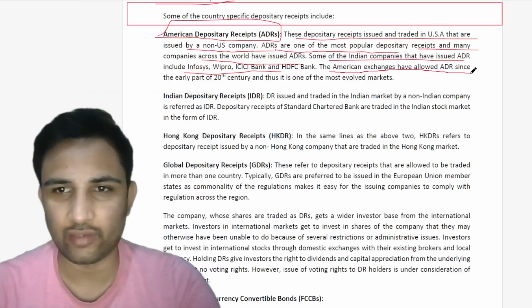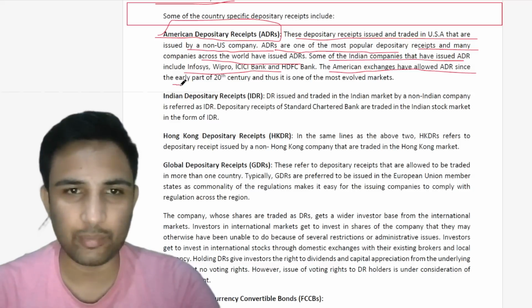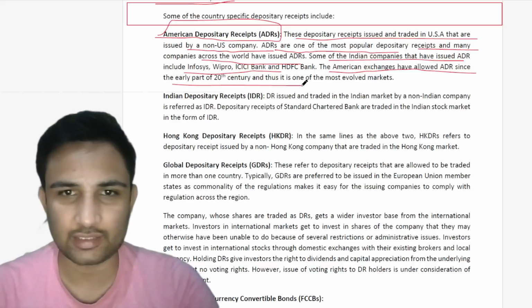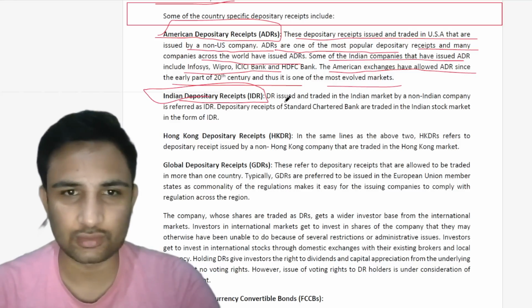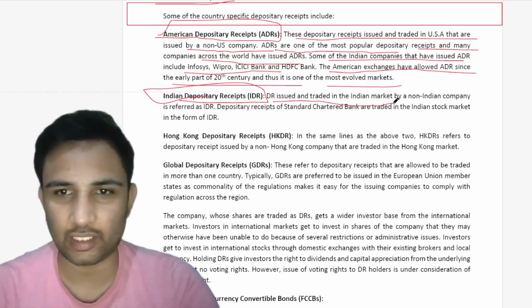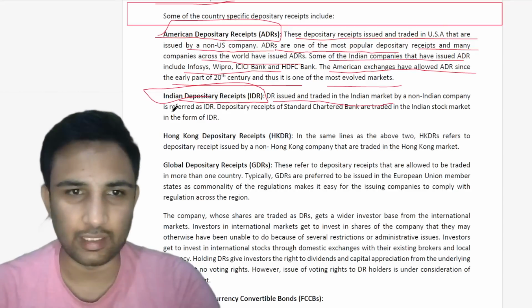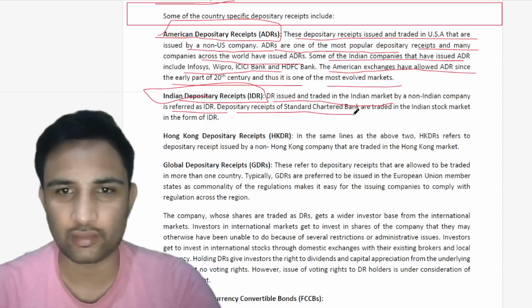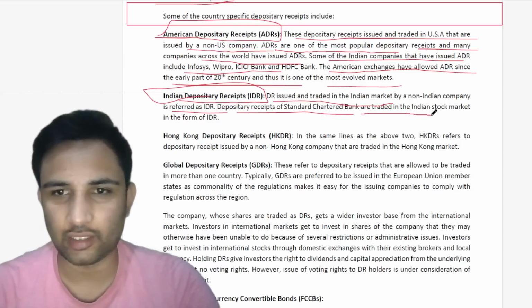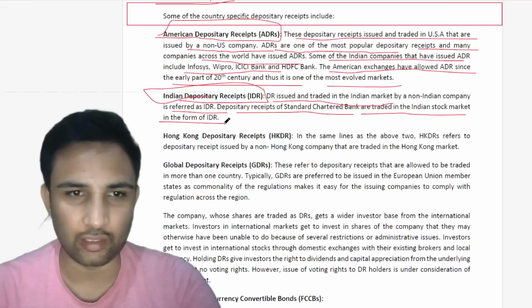The American exchanges have allowed ADRs since the early part of the 20th century, and thus it is one of the most evolved markets. Indian Depository Receipts, that is IDR. A DR issued and traded in the Indian market by a non-Indian company is referred to as an IDR. Depository receipts of Standard Chartered Bank are traded in the Indian stock market in the form of IDR.